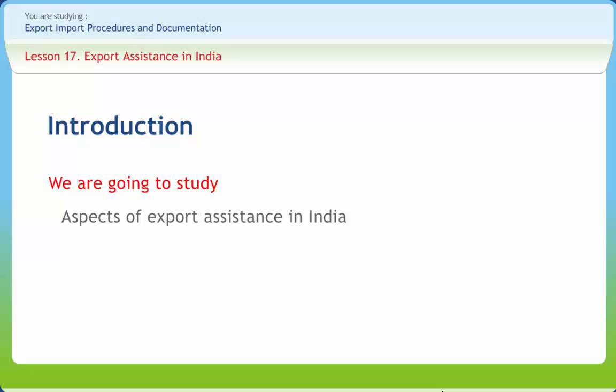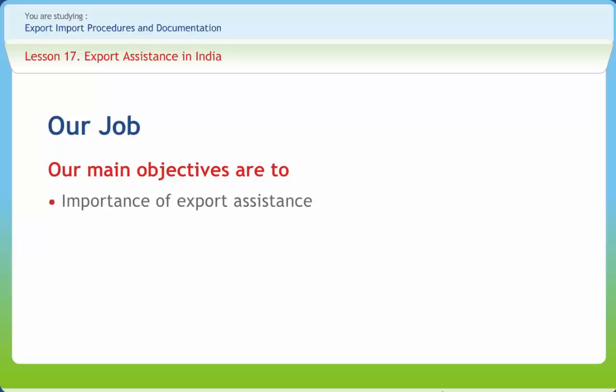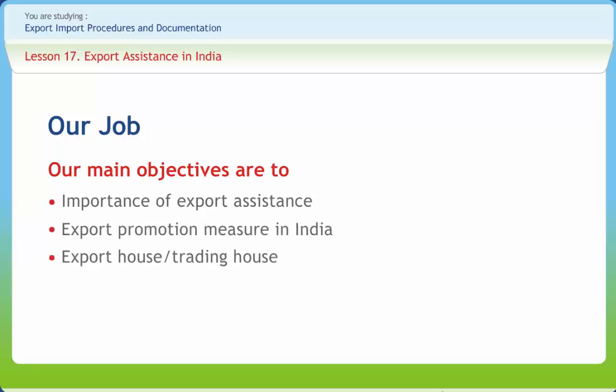In this lesson, we are going to discuss various aspects of export assistance in India. After studying this lesson, you should be able to understand the importance of export assistance, export promotion measures in India, and export house or trading house.